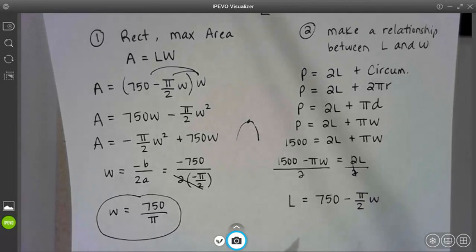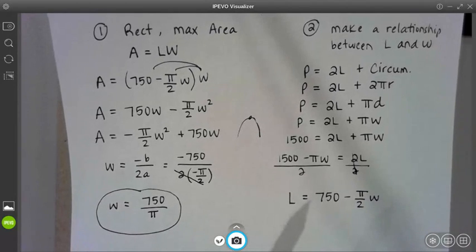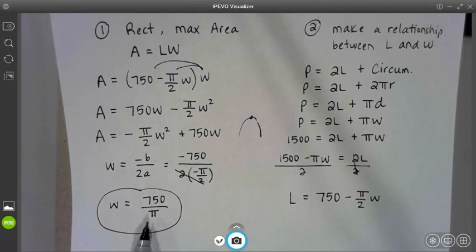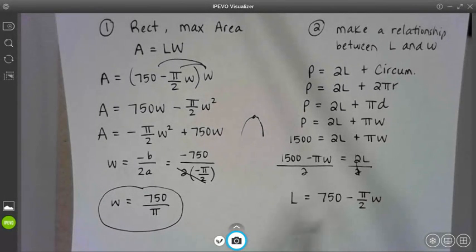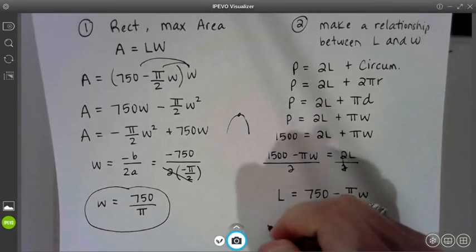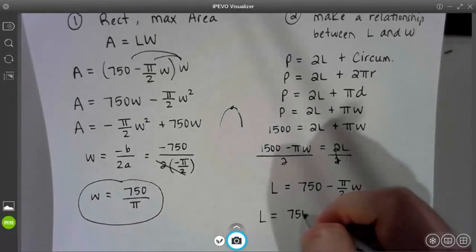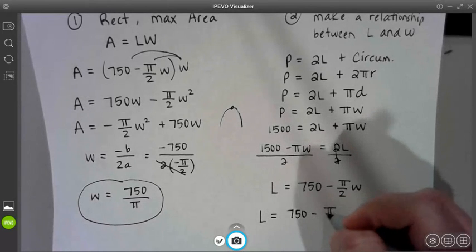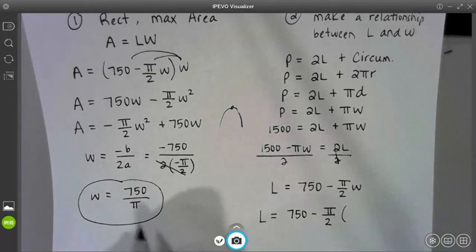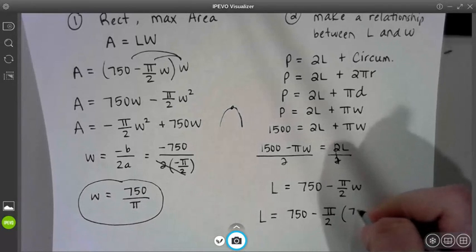So now to find the length, we're trying to find the dimensions of this rectangle that maximize the area. I know the width that maximizes the area. Now I've got to find the length. So now you're going to plug what you just found out W is, 750 over pi, in here, and then we'll find out what the dimension for the length is. All right, so the length will equal 750 minus pi over 2 times W, which we just found out was 750 over pi.